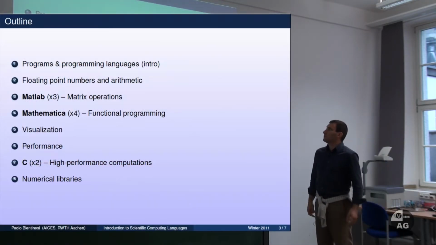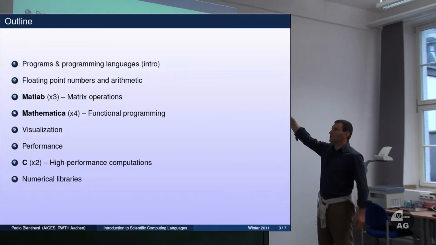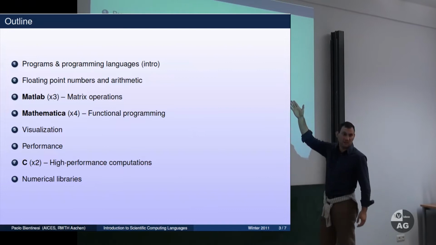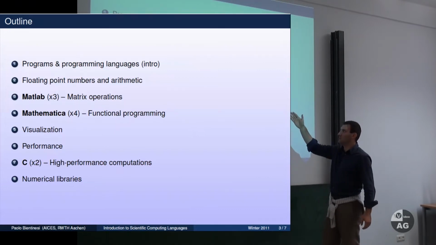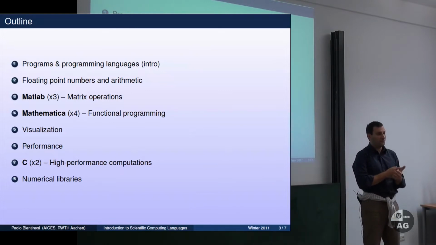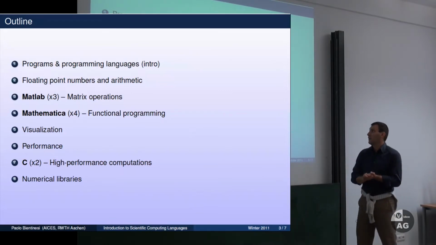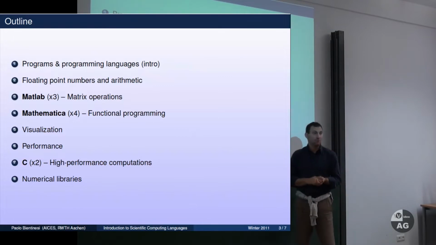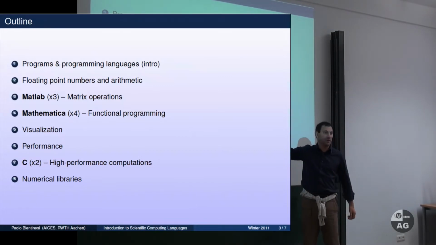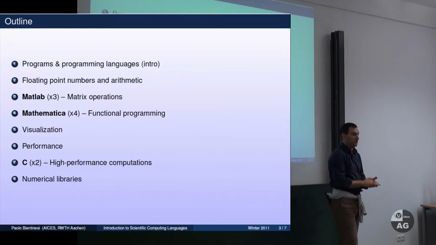This is the outline. So today is number 1, and probably Thursday is going to be number 2. As I said, then it's going to be Matlab, then it's going to be Mathematica. Now, how to access Matlab and Mathematica? Every student of RWTH has access to the Rechenzentrum, and from the Rechenzentrum, you can access Matlab. So that's easy. Everybody can do that.